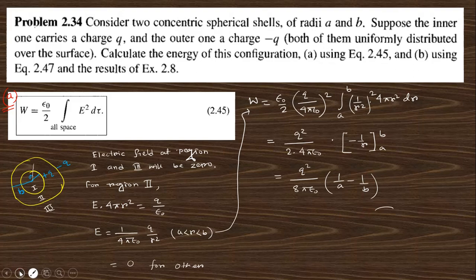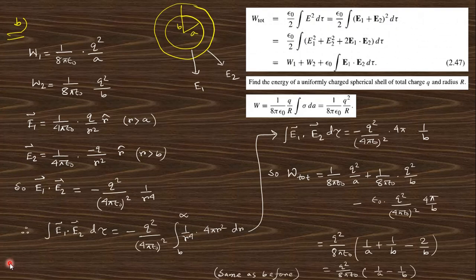Now if you want to find it using this equation 2.47, the total work done will be W1 plus W2 plus epsilon naught times the integral of E1 dot E2 d tau. That means if we consider these two spheres, this is sphere 1 and this is sphere 2. The work done for the formation of sphere 1 is W1, the work done for the formation of sphere 2 is W2, and their electric fields will be E1 and E2. Then the formation of the total system will be W1 plus W2 plus epsilon naught E1 dot E2 d tau. Right?